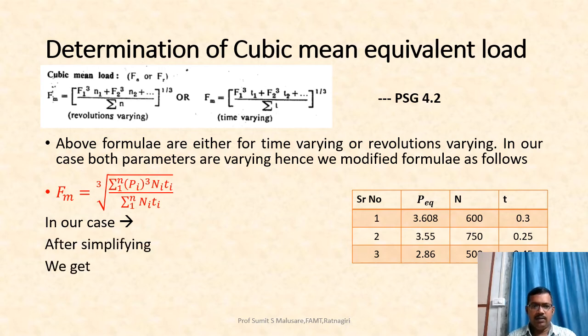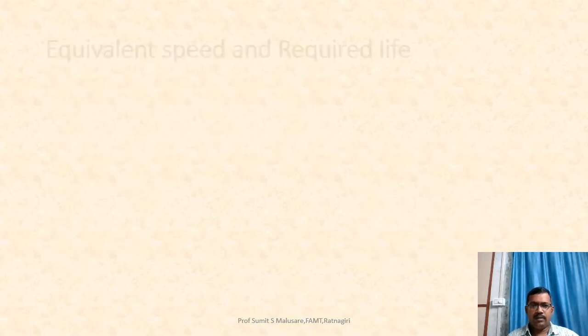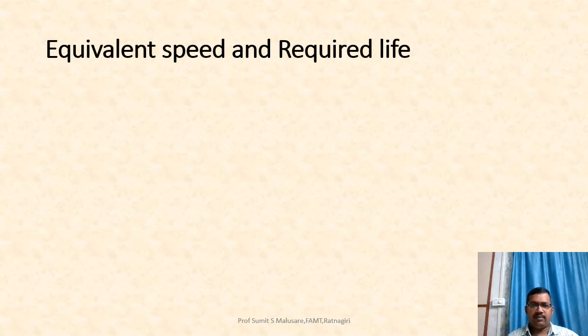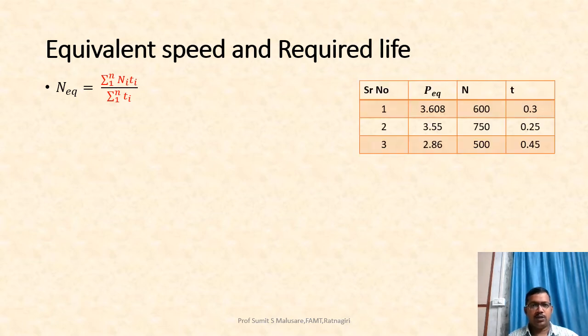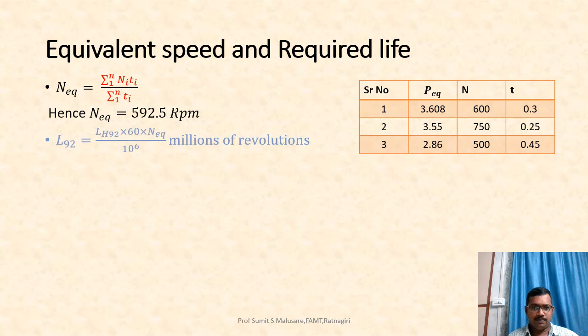Then if I put all these values, that is P1, N1, T1, P2, N2, T2, P3, N3 and T3, in this formula and simplify it, I get the value of mean effective load Fm as 3.3415 kilonewtons. So that is the equivalent load, now equivalent speed. Equivalent speed is equal to summation of NiTi upon summation of Ti. Again if I use the same table, I will get the value of N equivalent as 592.5 rpm.